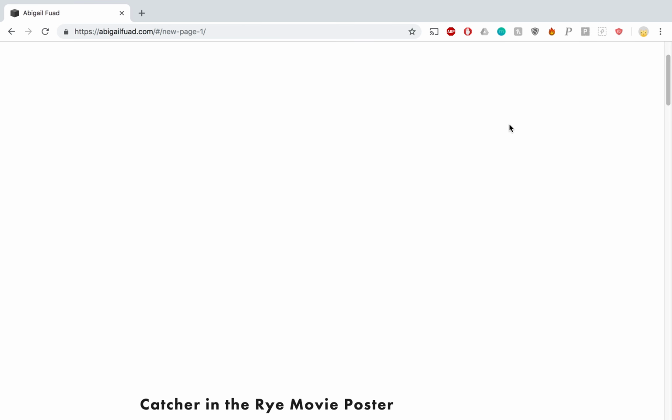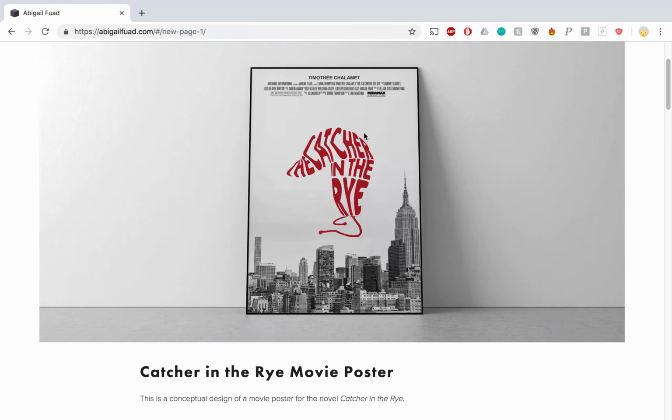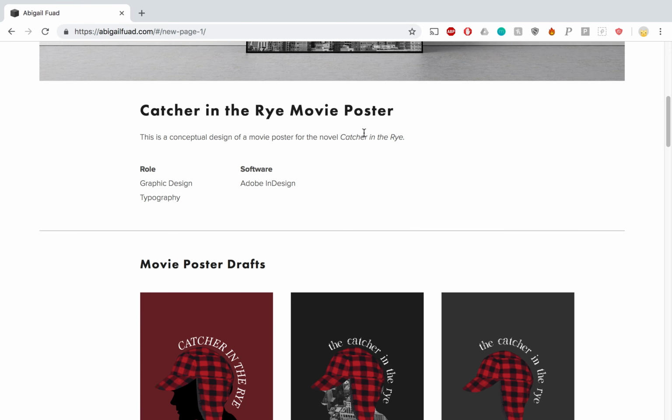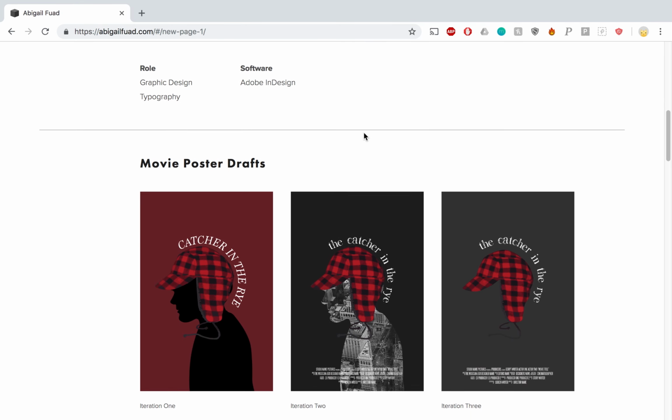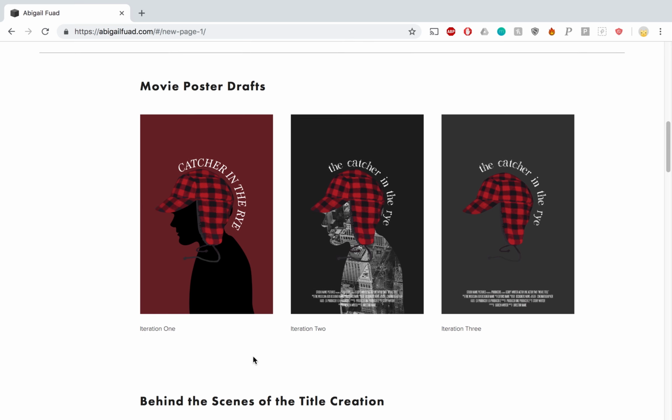Then just really quickly, I want to run through a second project of mine, this Catcher in the Rye movie poster. The goal of the project was to create a conceptual design of a movie poster for a novel that hasn't quite yet made it into a movie, so I decided to do Catcher in the Rye. These are my first three drafts in order: iteration 1, the second draft, and the third draft.